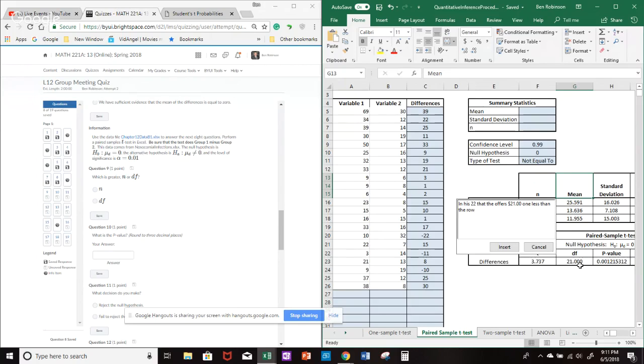So let me look at my notes. The difference. I forgot the name also. Oh, degrees of freedom. Yes. Degrees of freedom. Right. There we go.